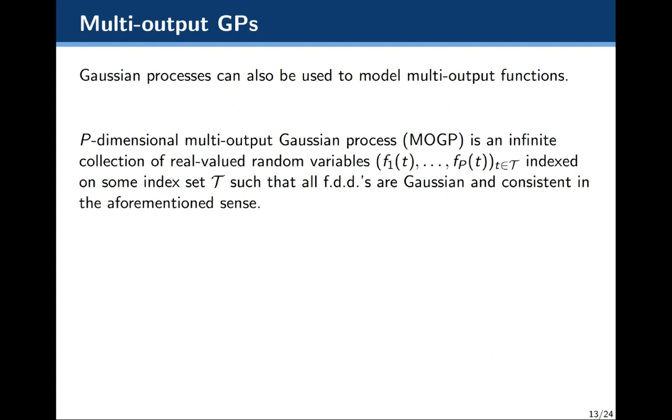Now we can also talk about multi-output Gaussian processes. We don't have to just model a single output value. We can actually talk about GPs which model multiple outputs.